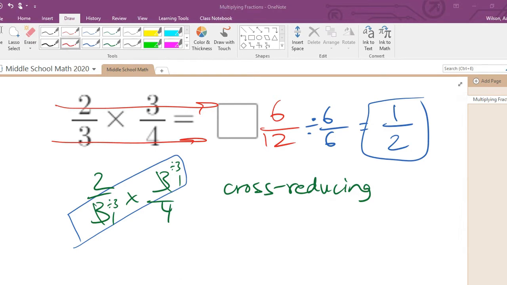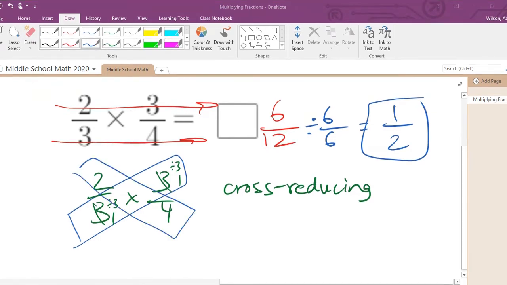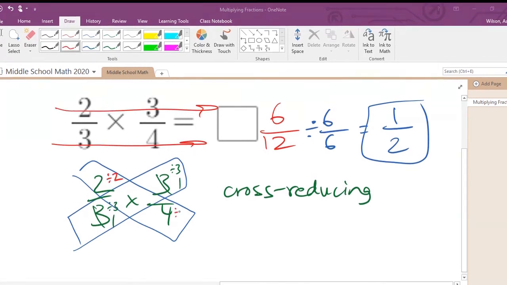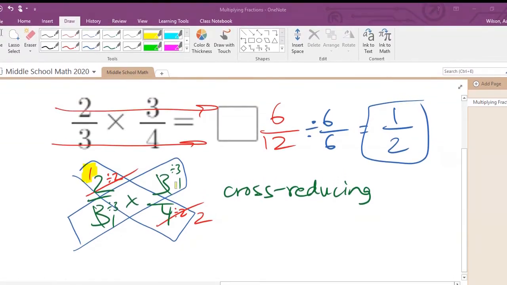And then we're going to look diagonally the other way. You're looking at 2/4. Well, 2 and 4 have a common factor of 2. So we can cross reduce that into a 1 and this denominator into 2. So now you're actually staring at these new fractions.